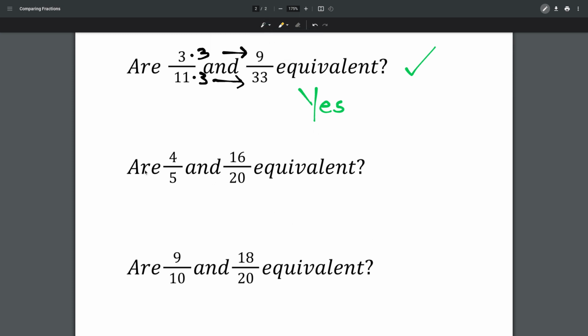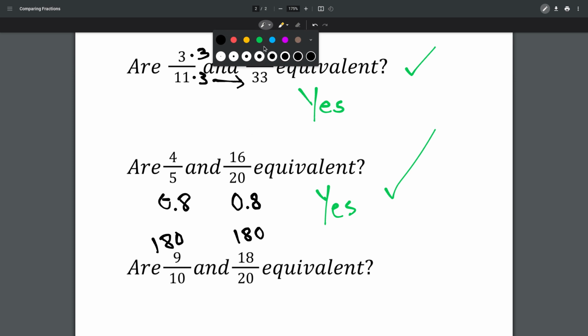Another way is to convert to decimals. So 4 divided by 5 is going to give me 0.8. 16 divided by 20 is also going to give me 0.8. Since I'm getting the exact same decimal here, I can say, yes, these are equivalent as well. A third way to check is the cross multiplication method that we just used. So I can do 9 times 20, that's going to give me 180. 10 times 18 is also going to give me 180. I've got the same number on top here, so this third pair of fractions is equivalent. So the answer to the third one is also yes.